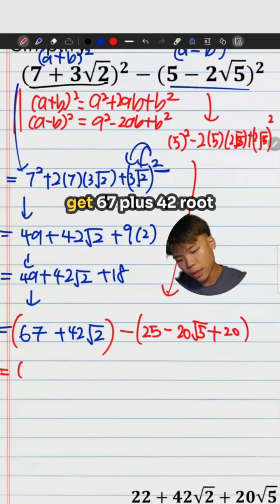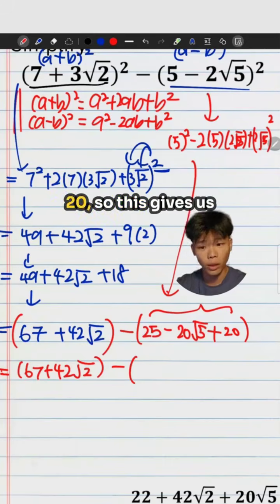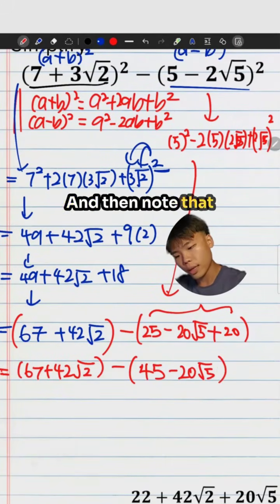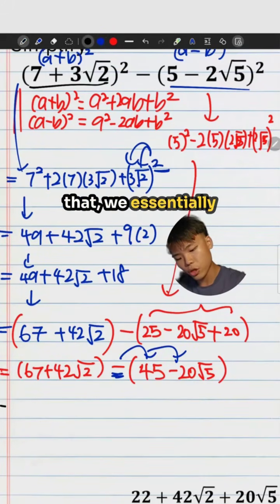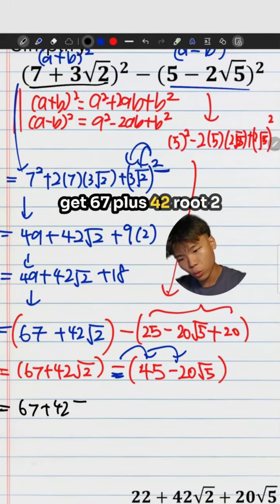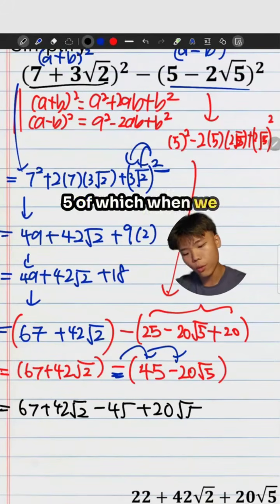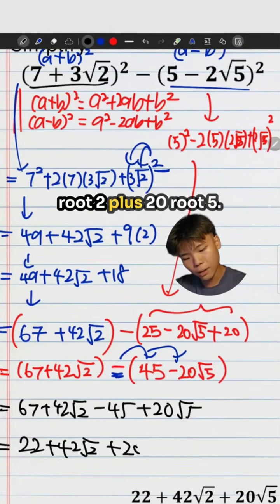So essentially we get 67 plus 42 root 2 minus, within the bracket itself over here, we have 25 plus 20. So this gives us 45 minus 20 root 5. And then note that over here is a minus sign, so the minus will apply to this 20 root 5 as well. And when we do that, we essentially get 67 plus 42 root 2 minus 45 plus 20 root 5, which when we further simplify this, we will get 22 plus 42 root 2 plus 20 root 5.